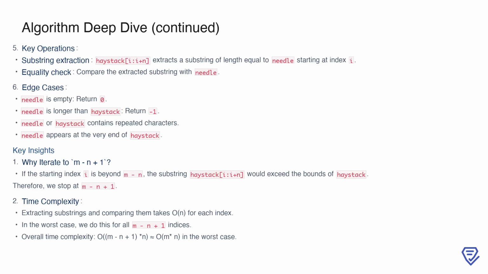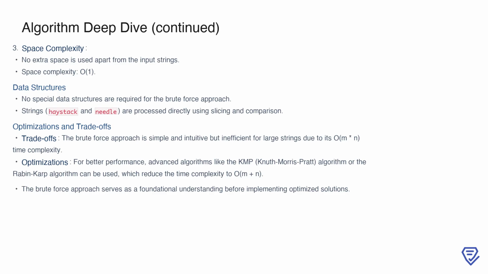As for the time complexity, each substring extraction and comparison costs O(n), and we repeat this for up to m-n+1 indices. In the worst case, this results in a time complexity of O(m*n). In terms of space complexity, the brute force approach is highly efficient, as we don't use any additional data structures beyond the input strings.